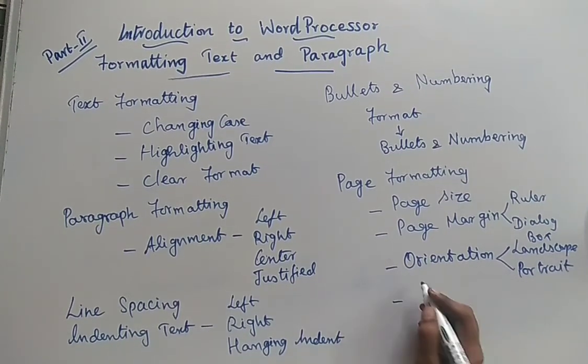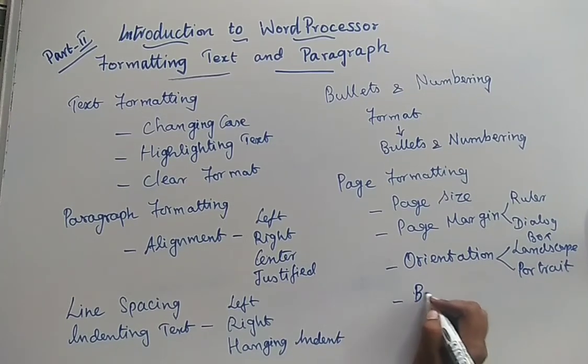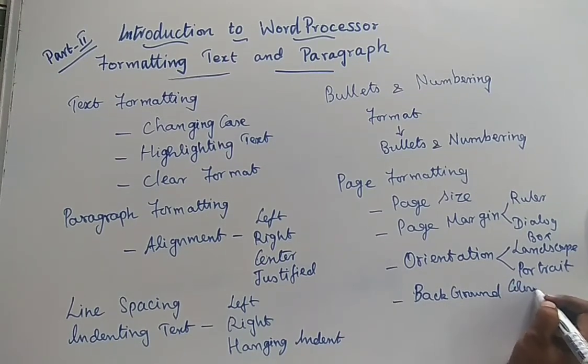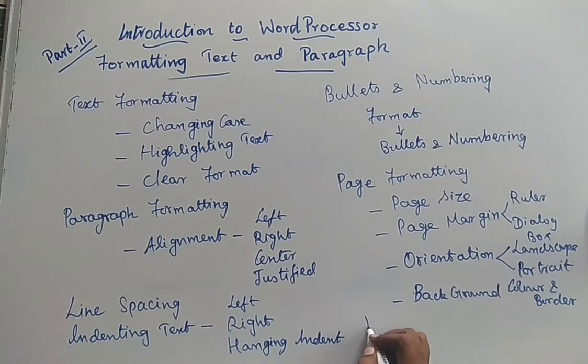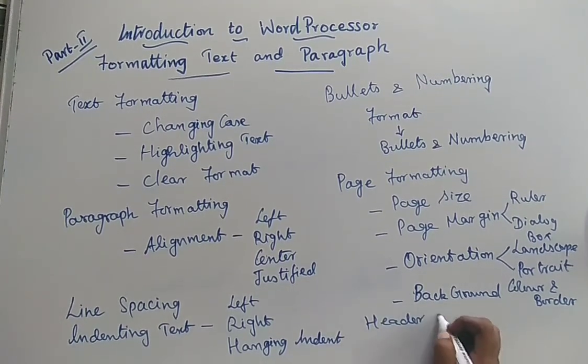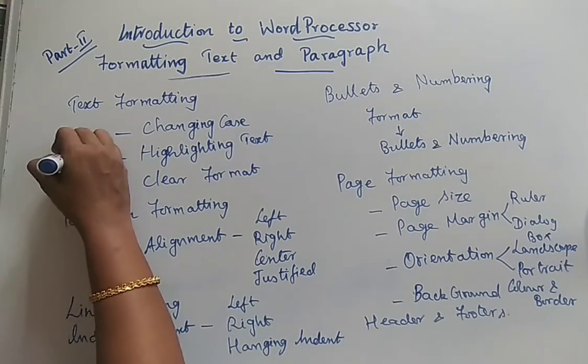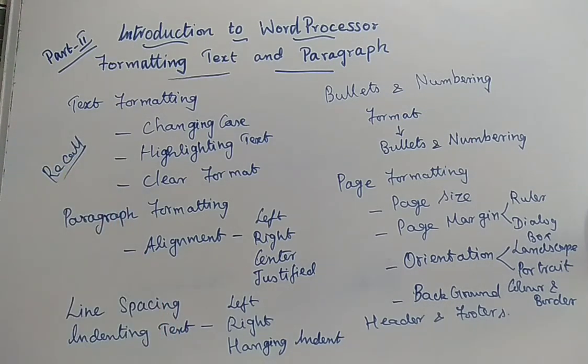Next, changing the background color, that is the page color, and border. The last topic we finished is headers and footers. These are the parts we have discussed in this quick recall. What did we discuss in part 2? Part 2 is nothing but formatting text and paragraph. So clear with the topics we have discussed by now? Yes, thank you students.